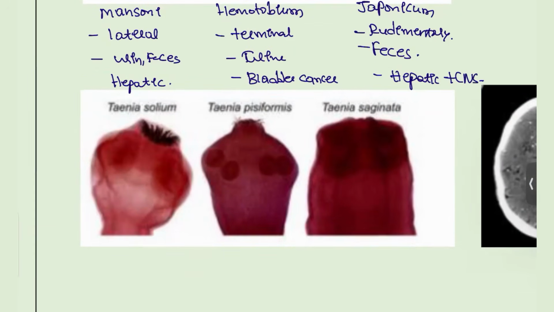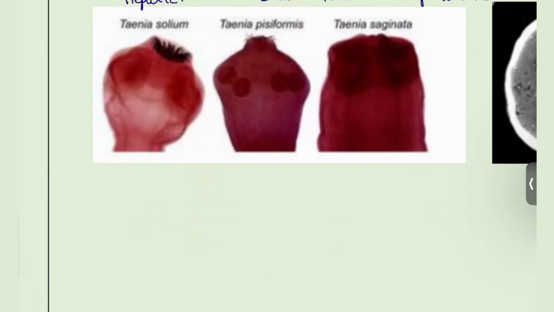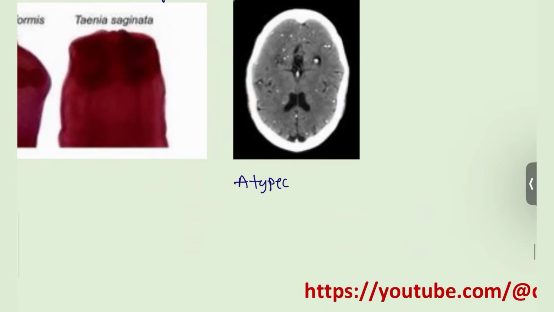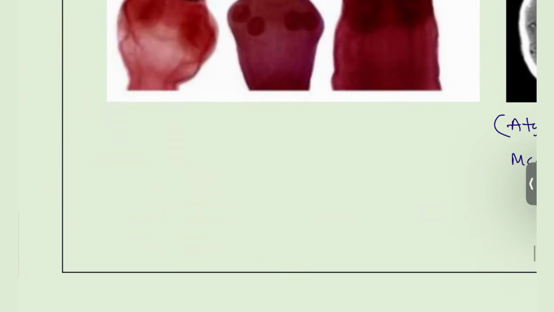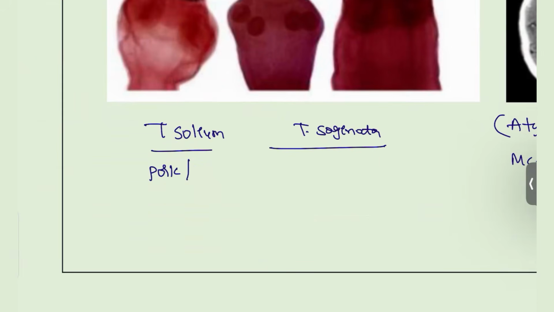Next one. Moving on to Taenia solium and Taenia saginata. This is the most typical cause of atypical seizures in adults that do not respond to antiepileptics. This is the most common parasitic cause of seizures. Difference between Taenia solium and Taenia saginata: Taenia solium is most likely due to pork or pigs, whereas Taenia saginata is by beef or buffalo, cows.